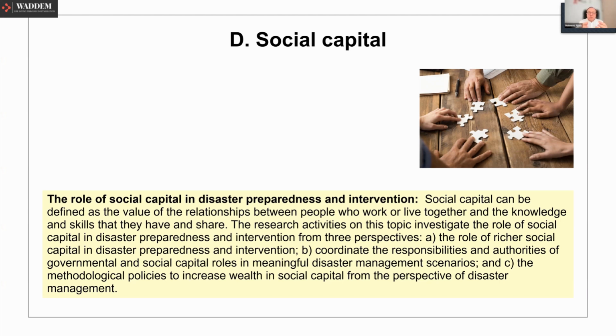Secondly, of course, in disaster management, you have the formal authorities, governmental authorities. So how to coordinate the responsibilities and the authorities of governmental and social capital roles in meaningful disaster scenarios? They have to work together. And how do we provide that? Finally, we want to have richer social capital. The question is, what are the methodological policies to increase wealth in social capital from the perspective of disaster management?